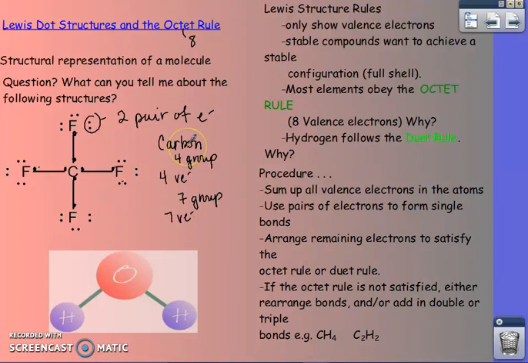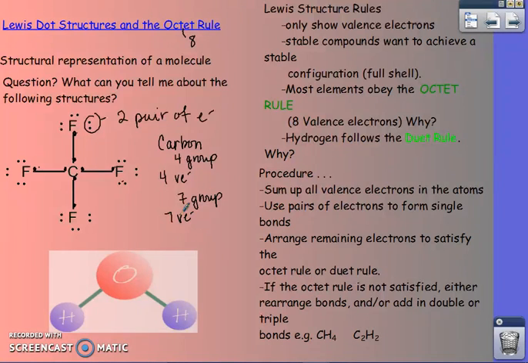If carbon is in group 4, he needs 4 more valence electrons. He needs to share 4 electrons, and that would give him his 8. And then for fluorine, he only needs 1 more electron, so he's going to share an electron with carbon and therefore get his 8. So that's the name of the game, is developing 8.